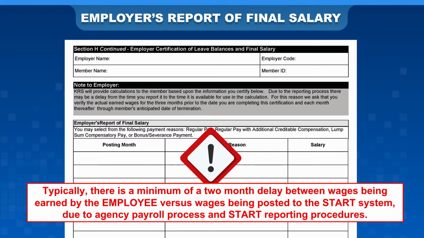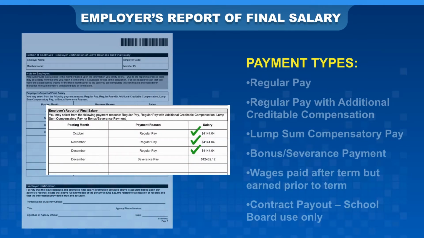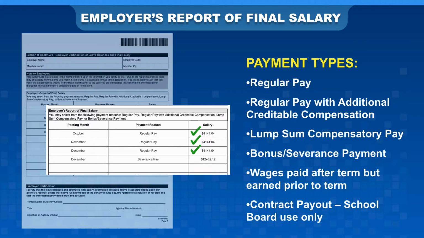We will use the salaries reported in this section in conjunction with the salaries reported via START to figure the member's monthly payment. When the agency is reporting the final salary data, the payment reason allows the employer to itemize each payment. Each payment type should be listed separately. For example, while alternate sick leave is considered creditable compensation and should be verified, it is not applied to the final compensation like a compensatory leave payout or a bonus severance payment.